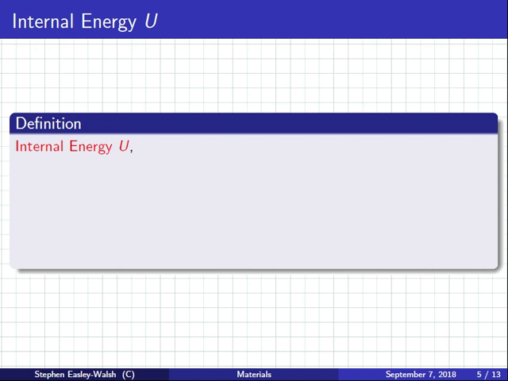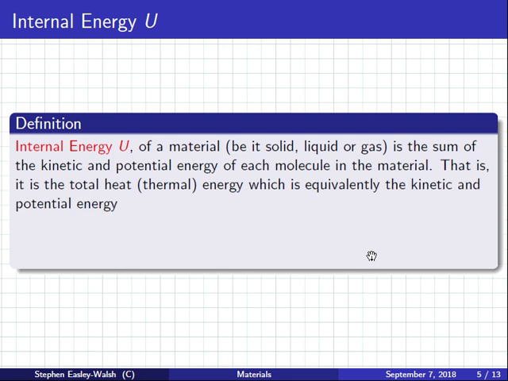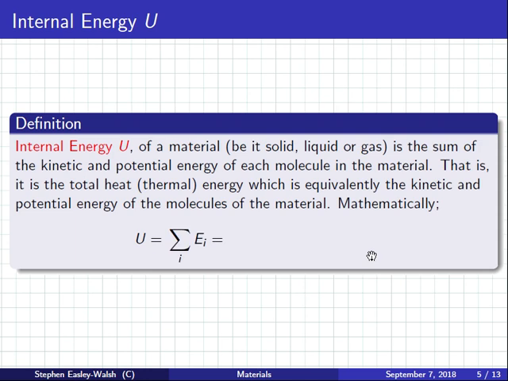Okay. Right, internal energy U. This is for a material, could be solid, liquid, or gas. It's the sum of the kinetic and potential energies of each molecule. So that is the total heat, which is equal to the kinetic and potential energies of the molecules. So as a formula, it's simply U equals all the energies, and all the energies are all the kinetics plus all the potentials.